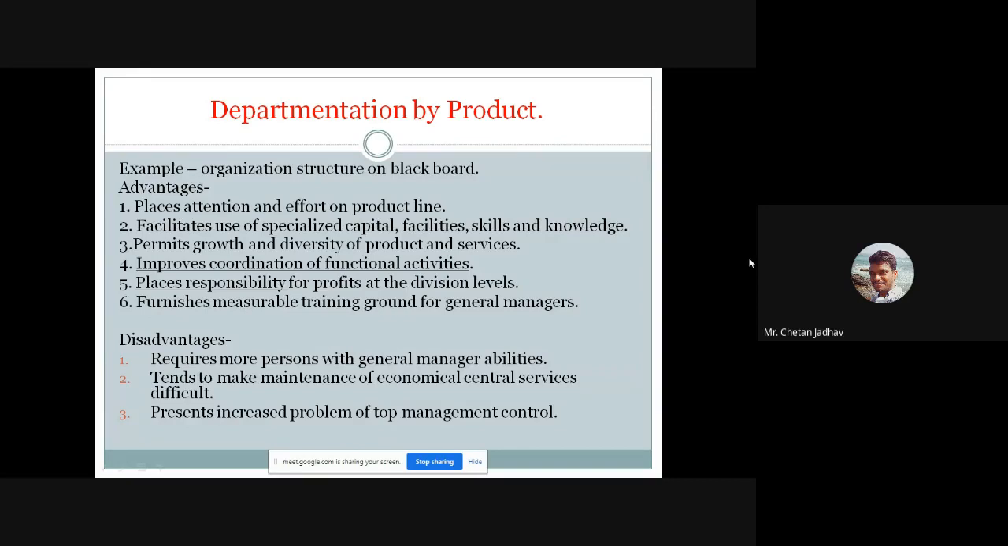Next, it improves coordination of functional activities. This is the same as our first type of departmentation, enterprise function. So we can easily give attention and coordination to each and every activity for a separate product.